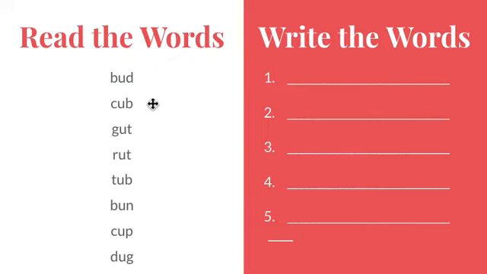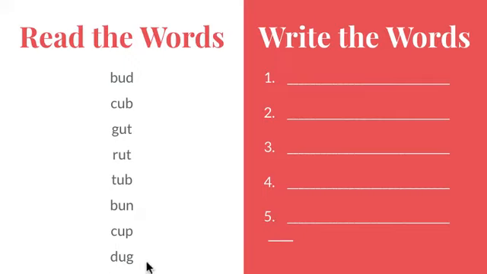Welcome back. Let's see how you did. Remember, each of these is a closed syllable word, which means they're all going to have the short vowel sound in these words. Let's read the words together. Ready? Begin. Bud, cub, gut, rut, tub, bun, cup, dug. Nice job. Did you hear how each one of them said like umbrella? Let's do it one more time. Ready? Begin. Bud, cub, gut, rut, tub, bun, cup, dug.